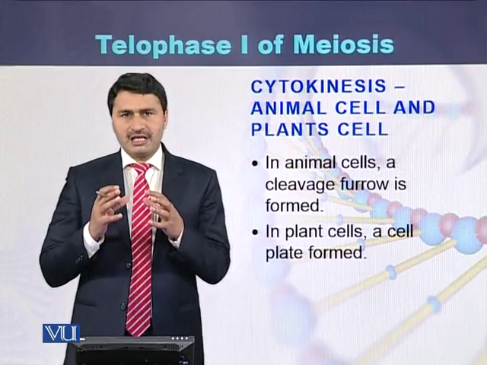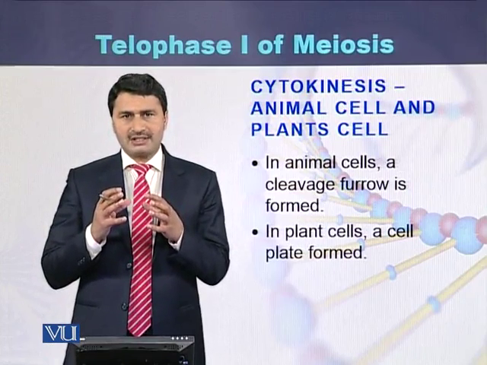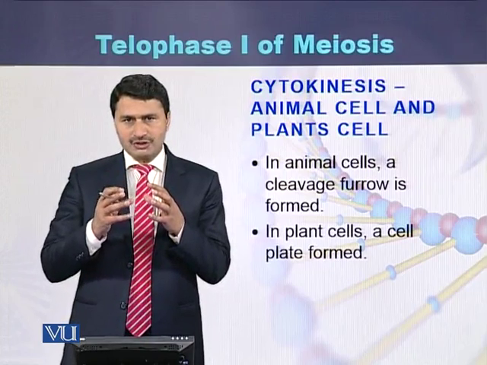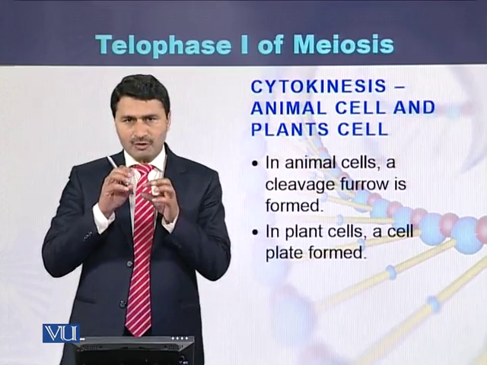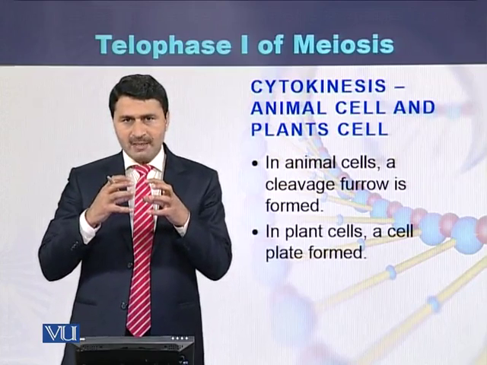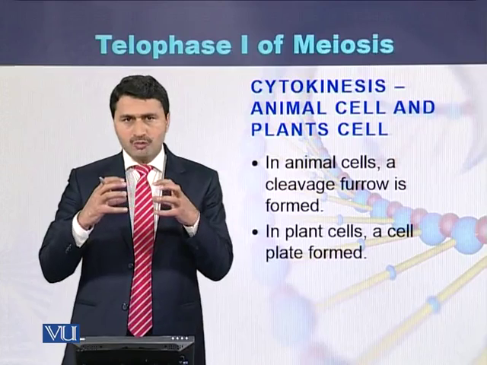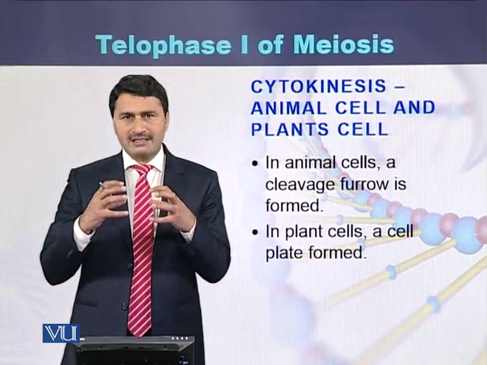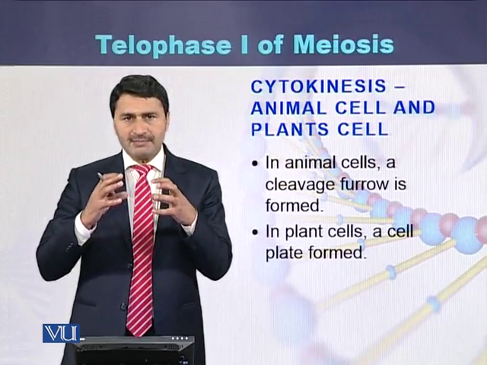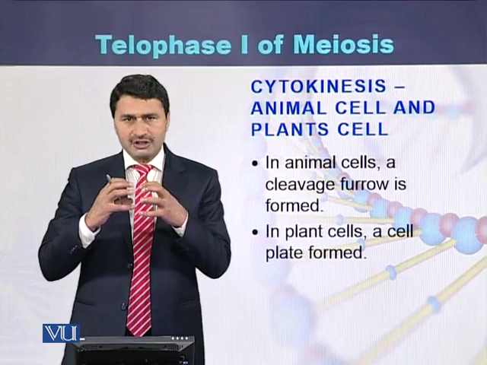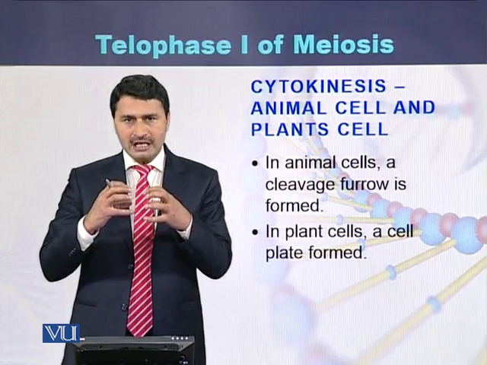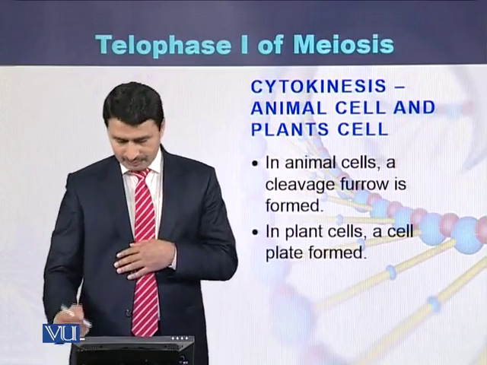Cytokinesis differs in animal cells and plant cells. In animal cells, a membrane furrow is formed that pinches the cell and converts it into two cells. In plant cells, a plate is formed in the middle, which ultimately consists of vesicles. These vesicles enlarge and split the cell into two plant cells.